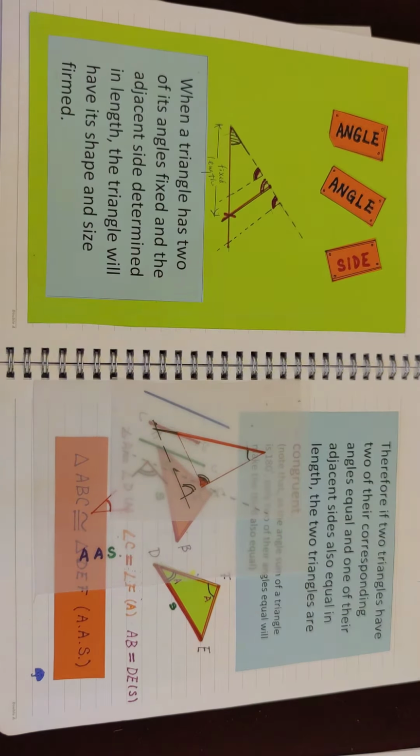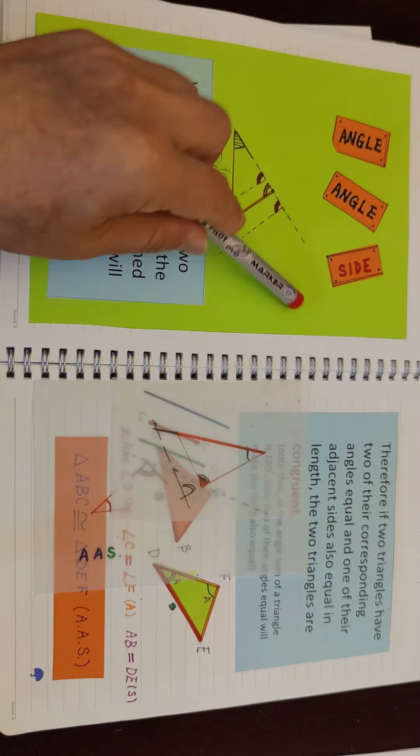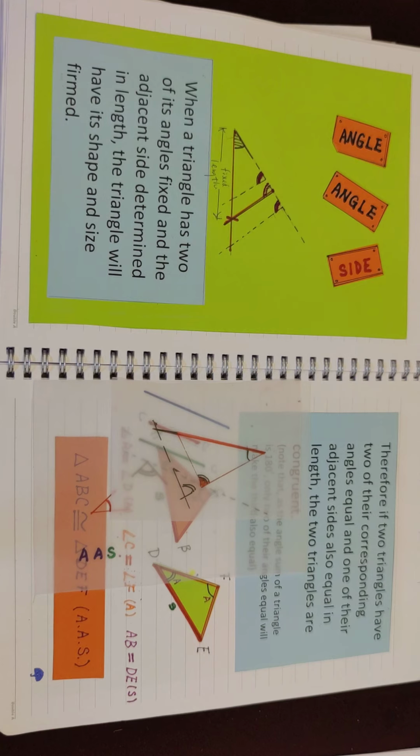And now we come to the fourth condition, AAS, angle angle side. When a triangle has two of its angles fixed and the adjacent side determined in length, the triangle will have its shape and size determined. No other triangles can be formed without changing either the angles or the length of the fixed side.